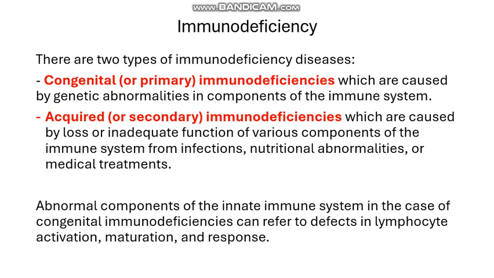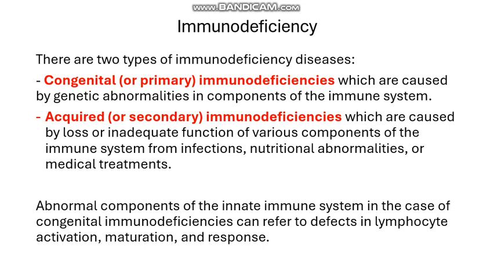For immunodeficiency, we're going to go over two examples of diseases in this one: DiGeorge syndrome and HIV. There are two different types of immunodeficiency diseases. The first is congenital immunodeficiencies, which are caused by genetic abnormalities, so you're born with them. And then you have acquired immunodeficiencies, which are the loss of the proper function of the immune system due to various reasons like infection, nutritional abnormalities.